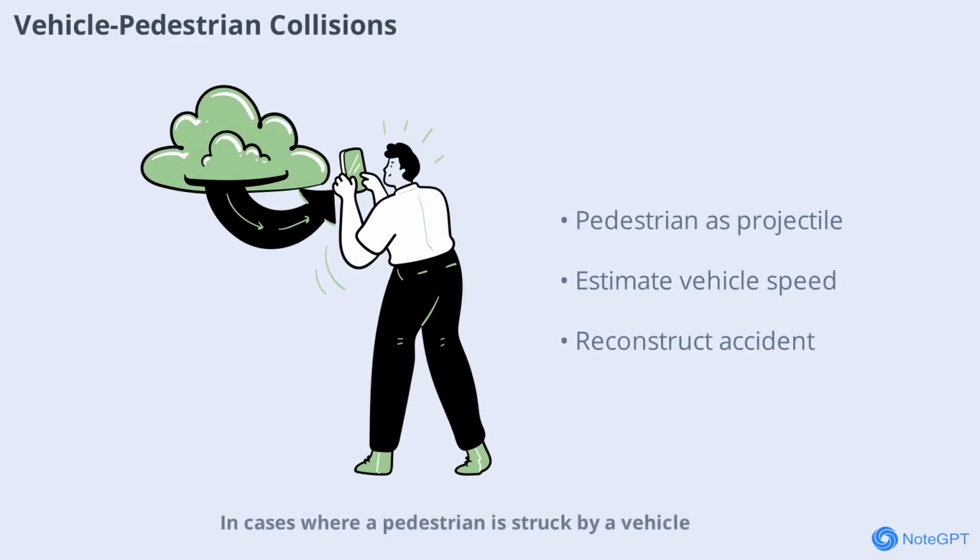In cases where a pedestrian is struck by a vehicle, the person is treated as a projectile. By analyzing the distance the pedestrian is thrown and the time in the air, investigators can estimate the vehicle's speed at the moment of impact. This information is crucial for determining fault and reconstructing accident scenes.